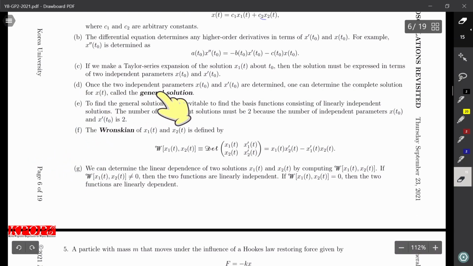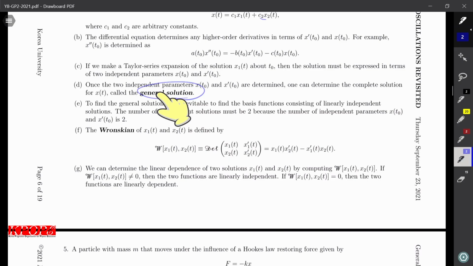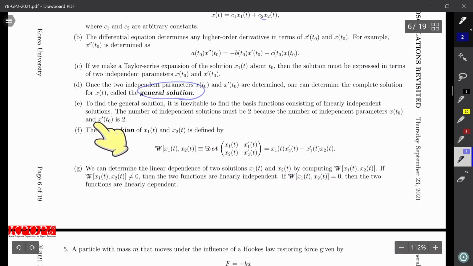So once the 2 independent parameters are determined, one can determine the complete solution for x(t), called the general solution. The general solution covers every solution to this differential equation. To find the general solution, it is inevitable to find the basis functions consisting of linearly independent solutions. The number of independent solutions must be 2 for the second order linear differential equation because the number of independent parameters is 2.